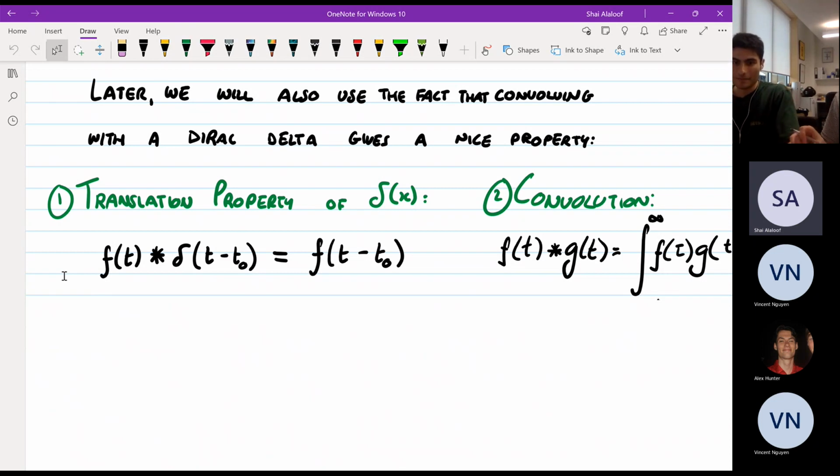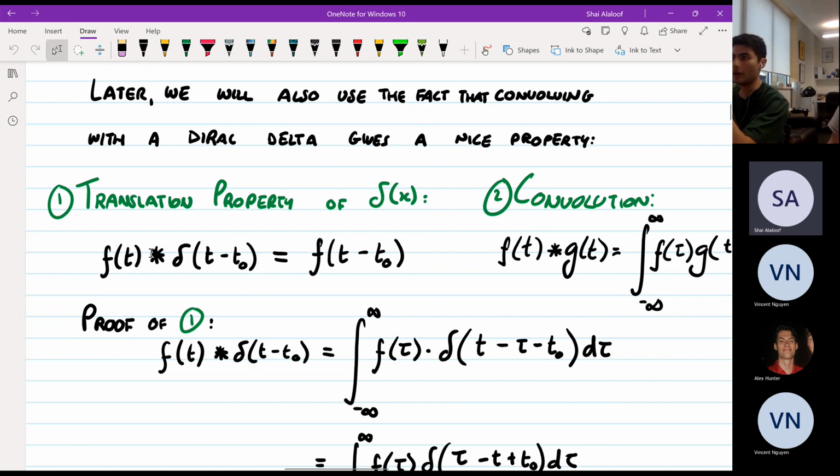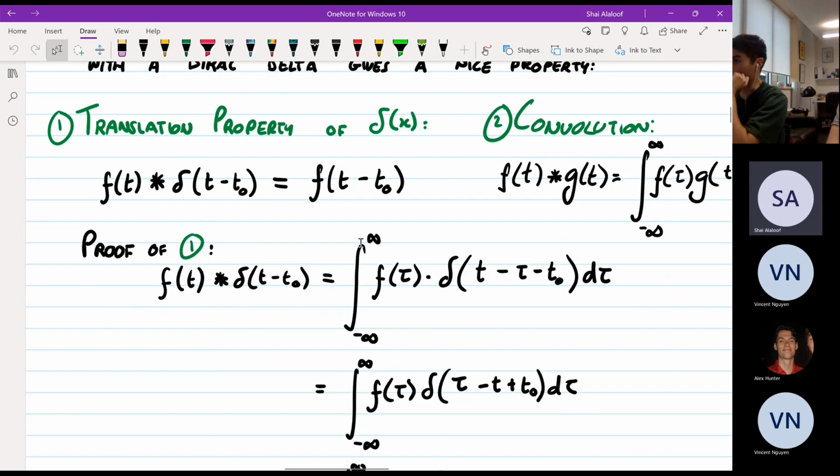So when you convolve with a Dirac delta shifted by, let's say, T0, that equals just time shifting the signal, and likewise with frequency. I can prove it if you want. It's actually a very short proof.